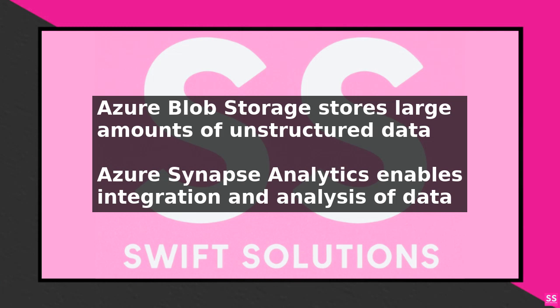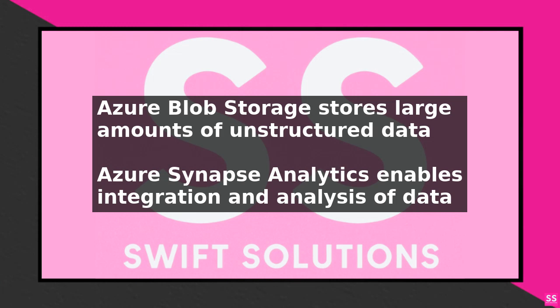This linked service provides the necessary connection details, such as the storage account name and key, to access the data in Blob storage. Next, you need to create a dataset that defines the structure of the data in Blob storage. The dataset specifies the file format, such as CSV or Parquet, and the location of the files in Blob storage.